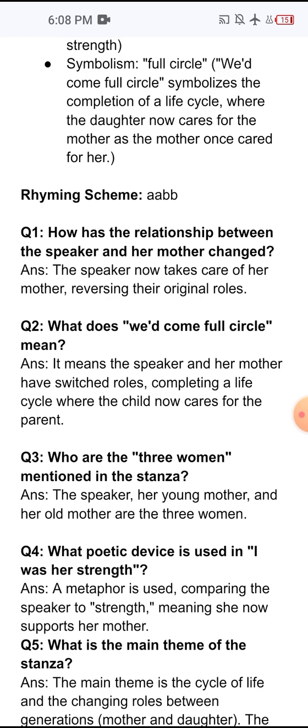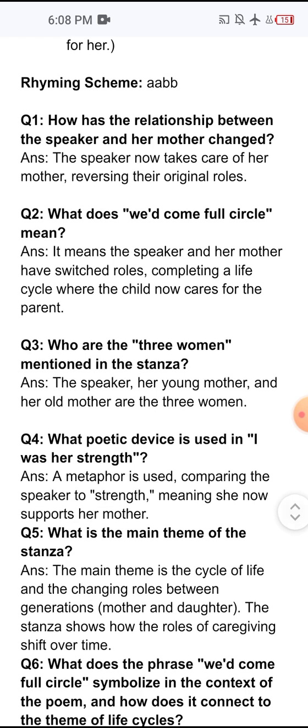What does "we'd come full circle" mean? This is an important question, so please mark it. It means the speaker and her mother have switched the roles, completing a life cycle where the child now cares for the parent. Who are the three women mentioned in the stanza? The speaker, her young mother, and her old mother are the three women.